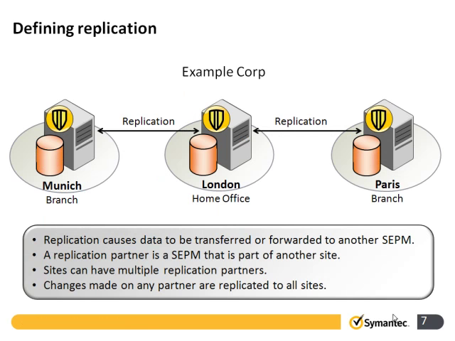So defining replication. Here we have an example of a London office, a Munich office, and a Paris office. Here we have the arrows showing that all replication data will go from London out to the Paris and Munich offices, and Munich will replicate with London, and Paris will replicate with London. So the replication partner is the SEPM that is part of another site. You can manage your different replication partners, and you can choose how frequently and what you wish to replicate.